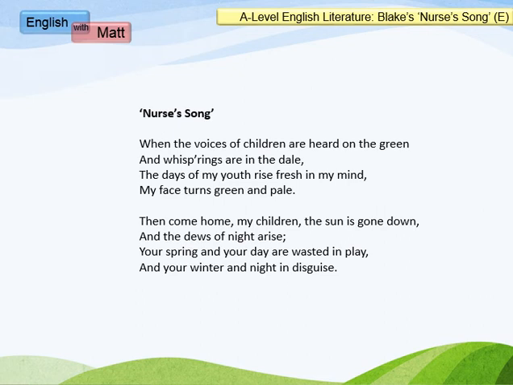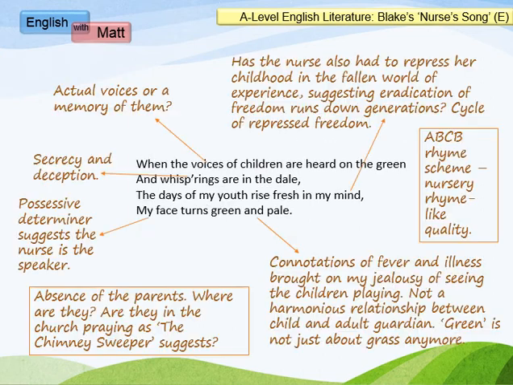So a short poem, only 2 stanzas long. The Innocence version has 4 stanzas, so this is much shorter. But that doesn't necessarily mean we have less to say. So the rhyme scheme is exactly the same as the Innocence one, which again gives that nursery rhyme-like, song-like quality, as is of course the case with the Innocence version. We have the word song in the title, so it's perhaps going to have that song-like quality to it.